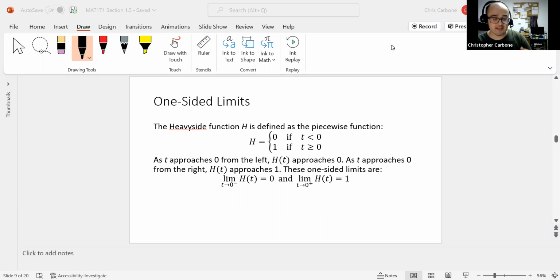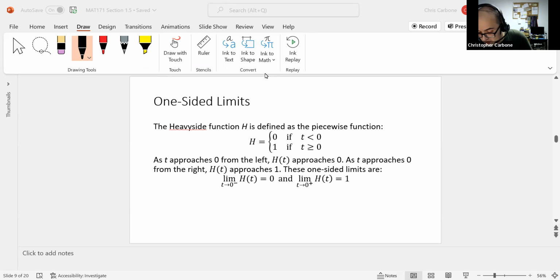So now, one-sided limits. One nice way to see that, we kind of talked about it already a little bit, just did not define it as such. But one nice function example that shows it is this Heaviside function. We define it with a capital H to be a piecewise function: 0 if t is less than 0, and 1 if t is greater than or equal to 0.